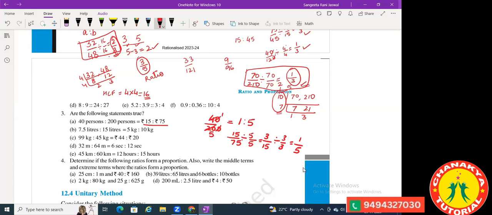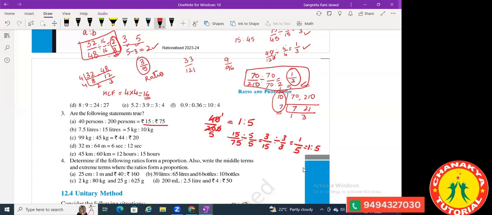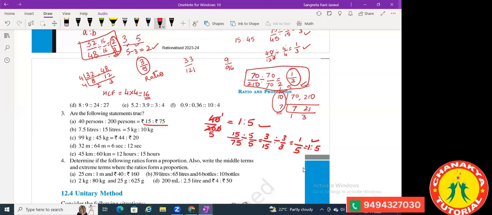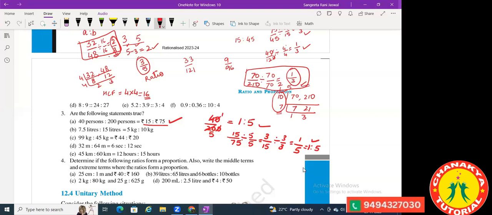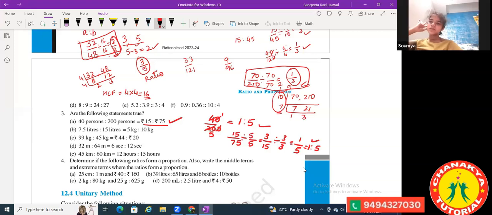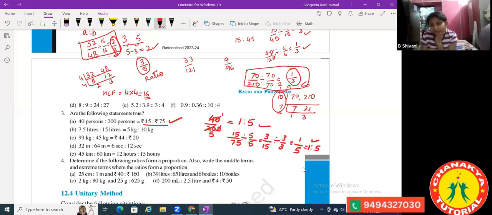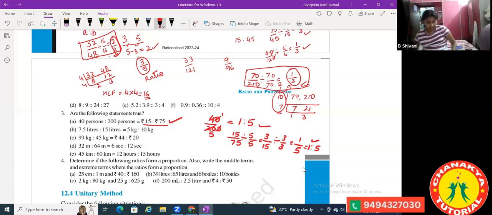Understood, Soumya? Yes, ma'am. So I can write it as 1:5. Now are these ratios equal? Yes, ma'am. So that means this equal to sign is true for this statement. This statement is true, yes or not? Or should I put a cross here? No, ma'am, it's true. Can you find the next one? Ma'am, but this will be 1:2 now, ma'am. Which one? This one only, ma'am.